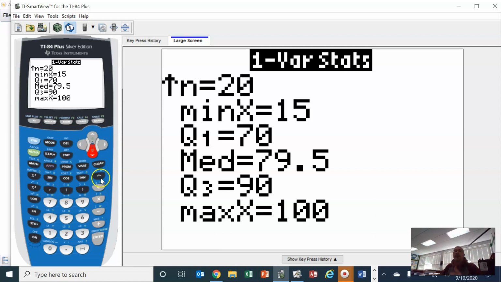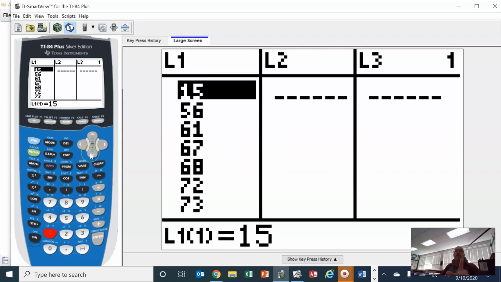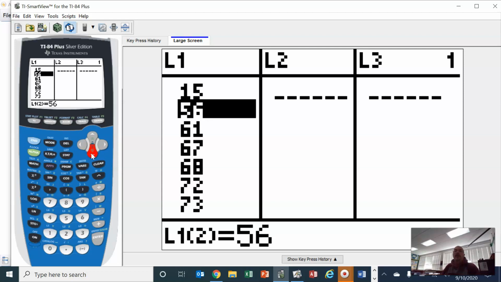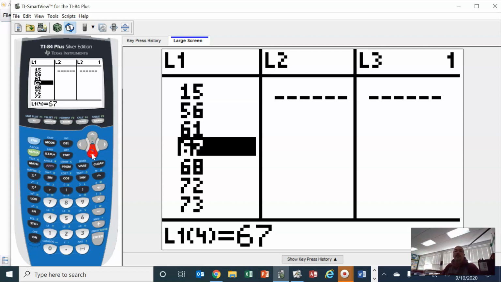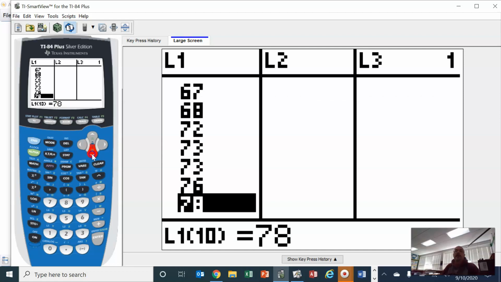Now remember, the calculator will not find the mode. If you organize your numbers in your list, it's real easy to find it. So the number that occurs the most, well, 73 occurred twice, but that might not be it. Oh, 81 occurs 3 times. Okay, 81 occurred the most, so 81 is the mode.